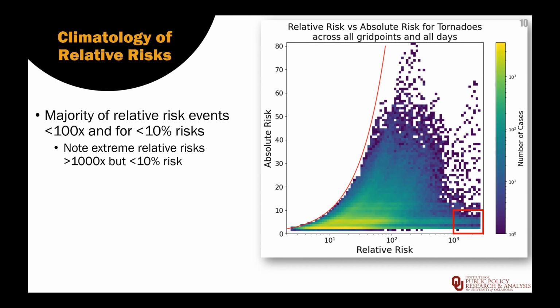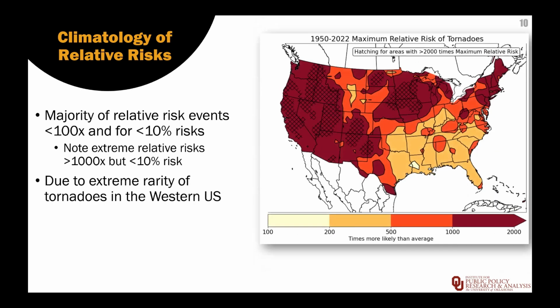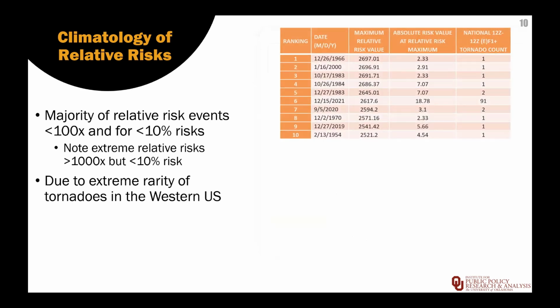So what's going on there? The answer is the extreme rarity of tornadoes in the western US, as well as a little bit from the extreme rarity of tornadoes when we get into New England and the northern plains in the wintertime. So in these events, in the hatched areas, we're getting relative risks as high as 2,000 times more likely than normal, which is fairly large and may have some impacts if we're trying to tell people what their tornado risk is. And again, remember, this is happening at low absolute risks.